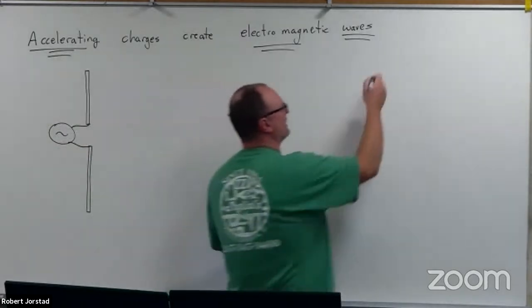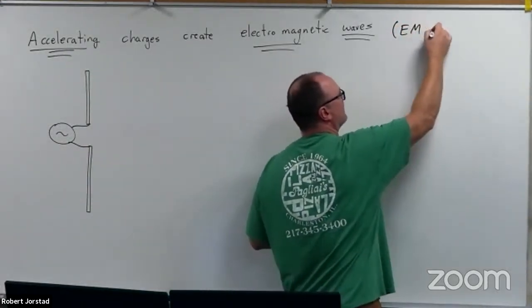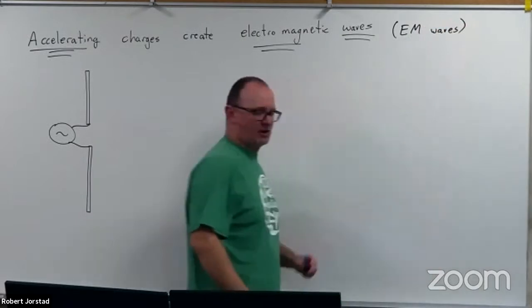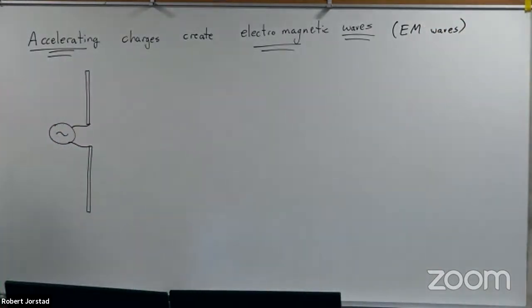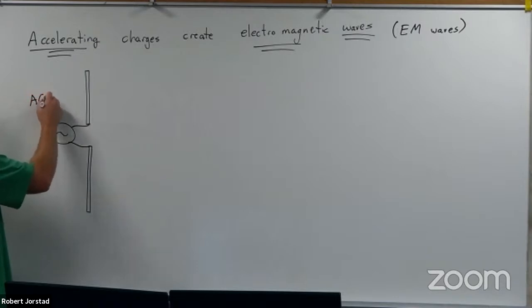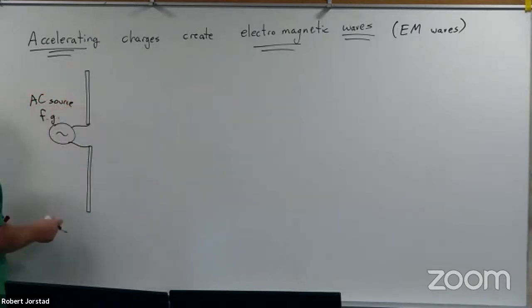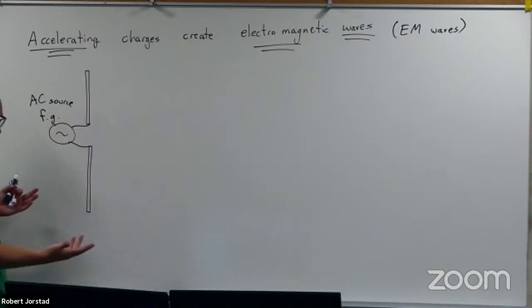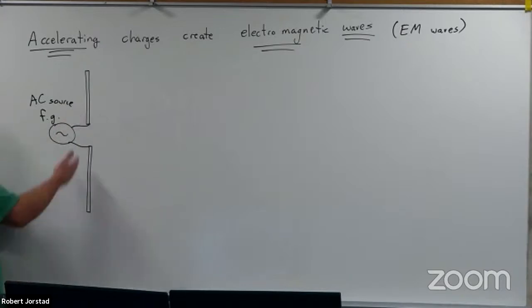Sometimes you're going to hear me call those just EM waves. So the idea is we need a charge to accelerate. Here's one way you could do that. You could take a function generator or an AC source, and connect it to two metal rods. The two metal rods are like a capacitor, so you've made some kind of weird capacitor where the two metal plates happen to be aligned like this.